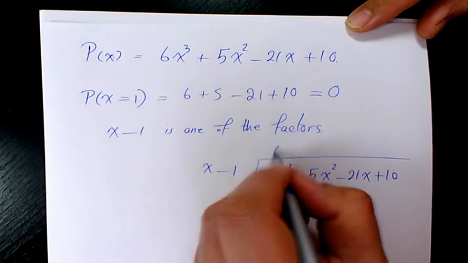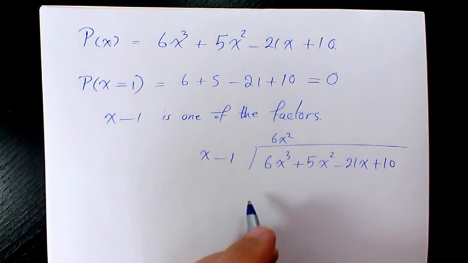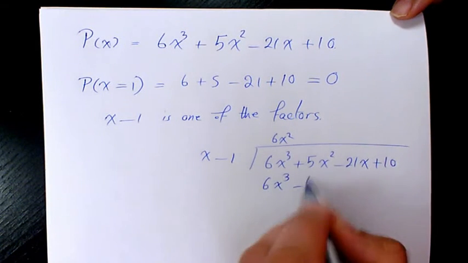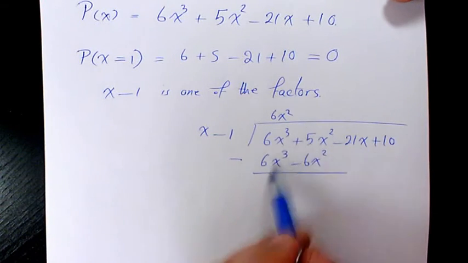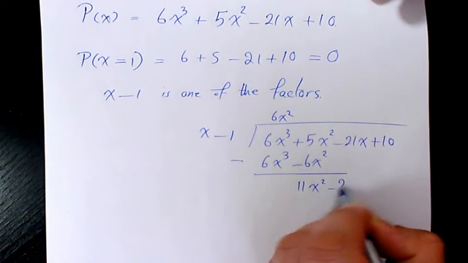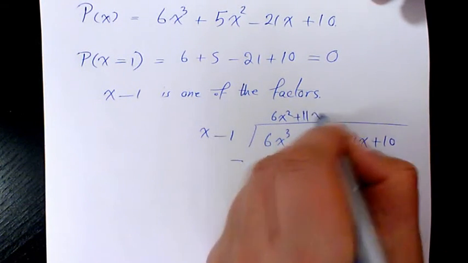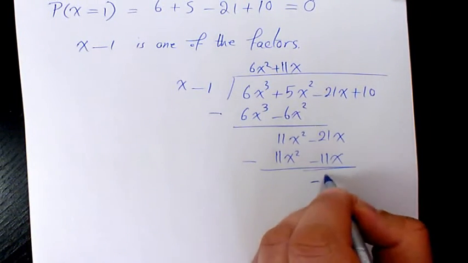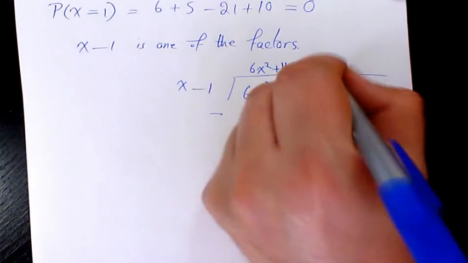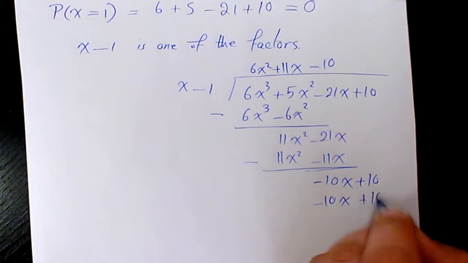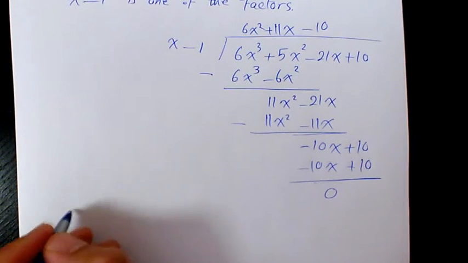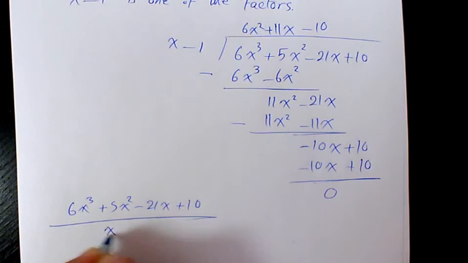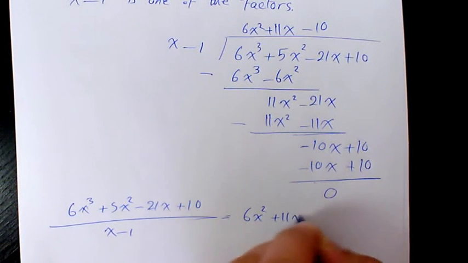By x minus 1, we have 6x squared times x is going to be 6x cubed, and here multiply 6x squared, and then you subtract. These cancel out, and we have 11x squared minus 21x divided by x is going to be 11x. When you multiply that, it's going to be 11x squared minus 11x. When you subtract it, these two cancel out, and you have negative 10x plus 10. When you divide it, it's going to be negative 10. The remainder is going to be 0. So 6x cubed plus 5x squared minus 21x plus 10 divided by x minus 1 is going to be 6x squared plus 11x minus 10.